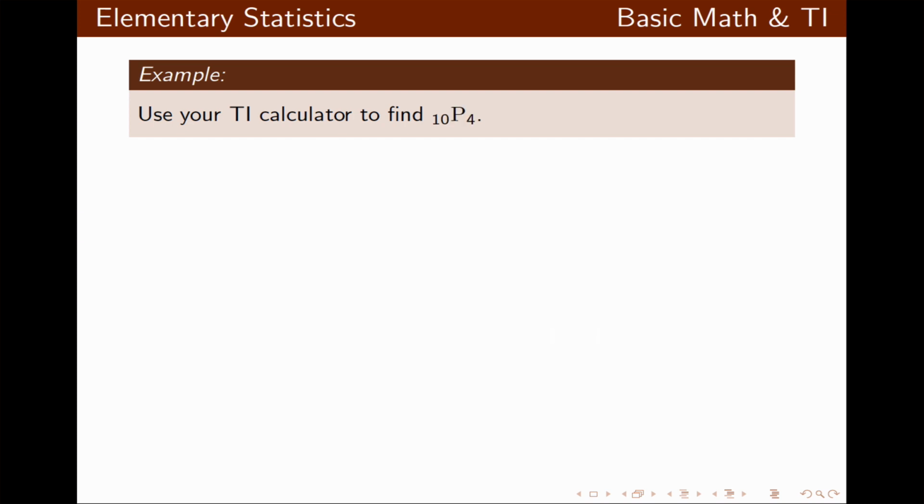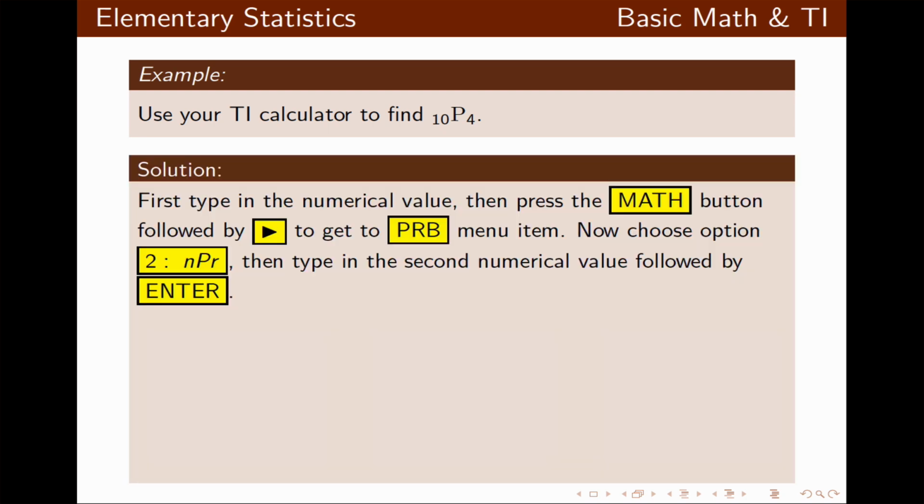Now, evaluating 10P4 is very similar to using the nCr button. So you're going to type in the first number, then press Math, use the right arrow to get to PRB, but this time you pick option number 2 for nPr, type in the second numerical value, and then hit Enter to execute.